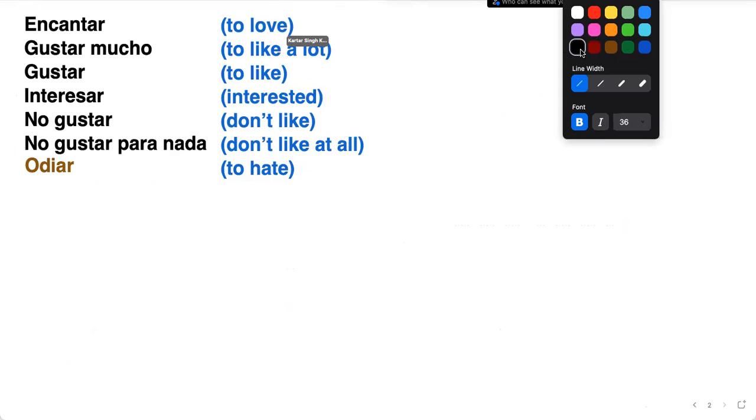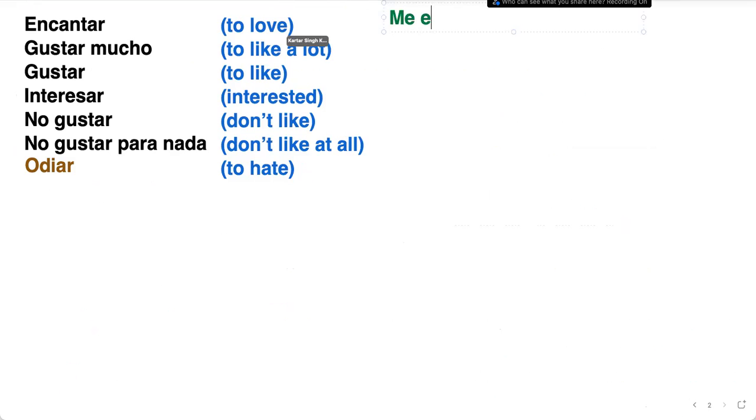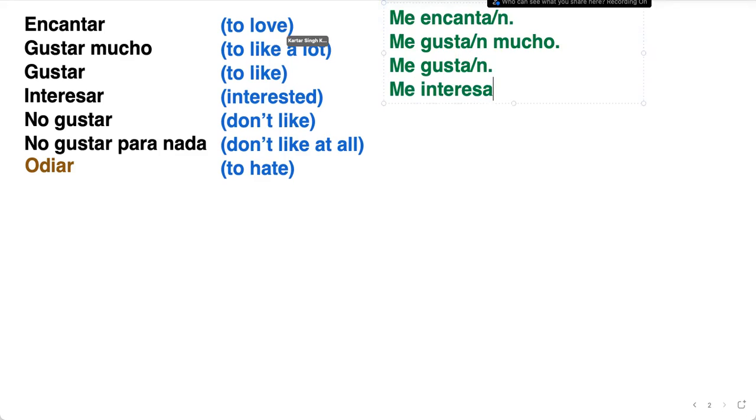For example, let me write out an example. I like, me encanta, me gusta mucho. Here I'm not writing any object. You can write it as per your own wish. Encanta, encanta. Gusta or gusta. Me gusta or gustan. Interesa o interesan.